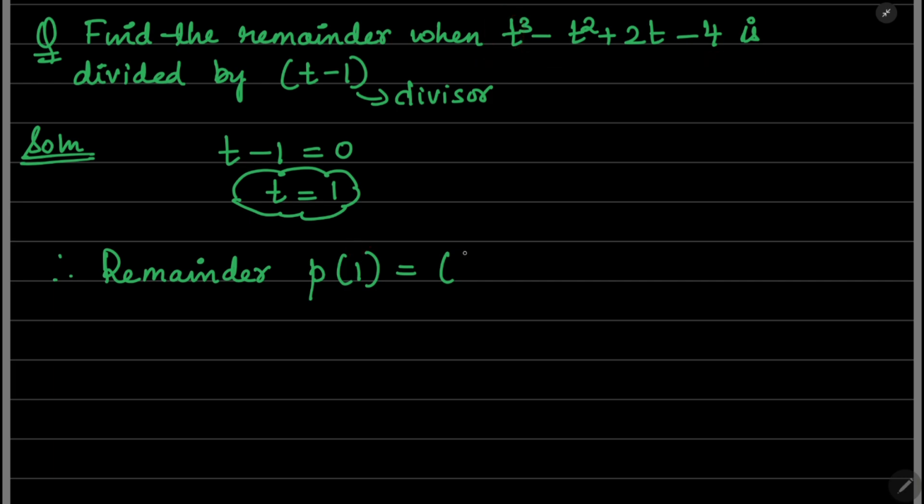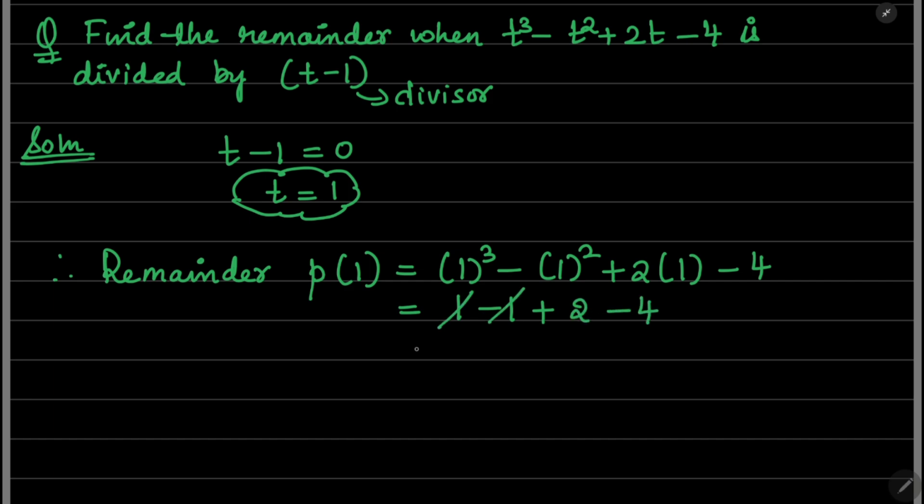Okay, so let's go ahead. 1 cube minus 1 square plus 2 into 1 minus 4. So 1 minus 1 plus 2 minus 4. Plus 1 minus 1 will get cancelled. 2 minus 4 is minus 2, and that's your remainder.